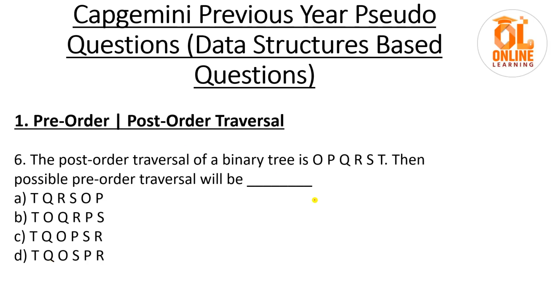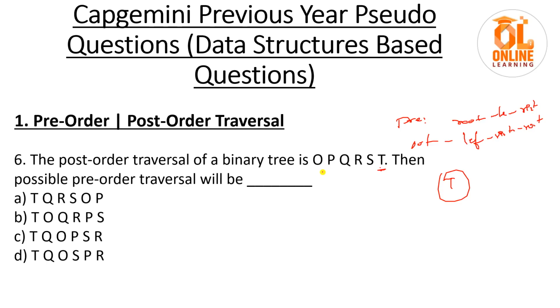The post-order traversal of a binary tree is O P Q R S T. Then the possible pre-order traversal will be? Pre-order is root, left, right; post-order is left, right, root. So there is a post-order given and no other order given. We need to find which can be a possible pre-order traversal. We can say that the last element will be the complete root of the tree.